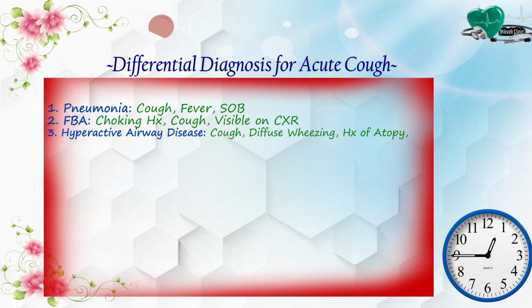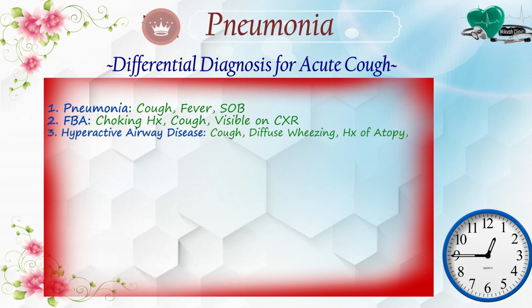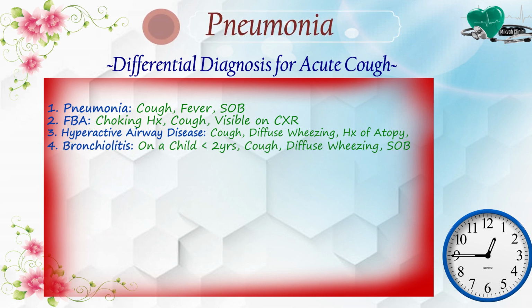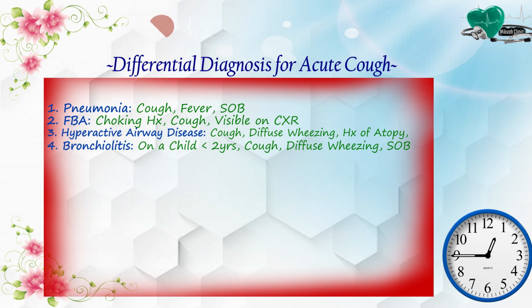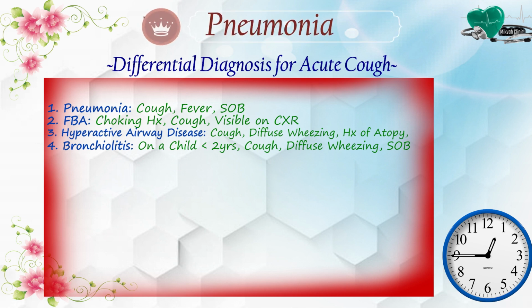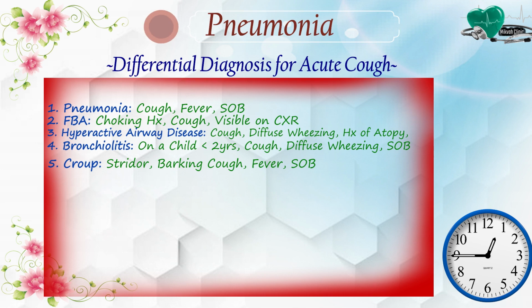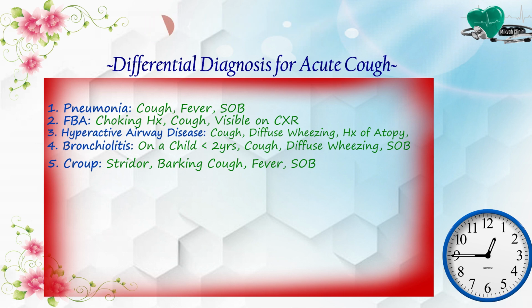The other thing is reactive airway disease. Usually it is associated with diffuse wheeze in addition to the cough, and other atopy can be seen. And the fourth one is bronchiolitis. The same is true, especially for children. It occurs in children less than 2 years. We don't expect bronchiolitis after that age, and usually they will have diffuse wheeze, and sometimes may have toxic features. The other thing is croup, also a common presentation with acute cough, but the typical presentation is stridor, and other additional features should be assessed.